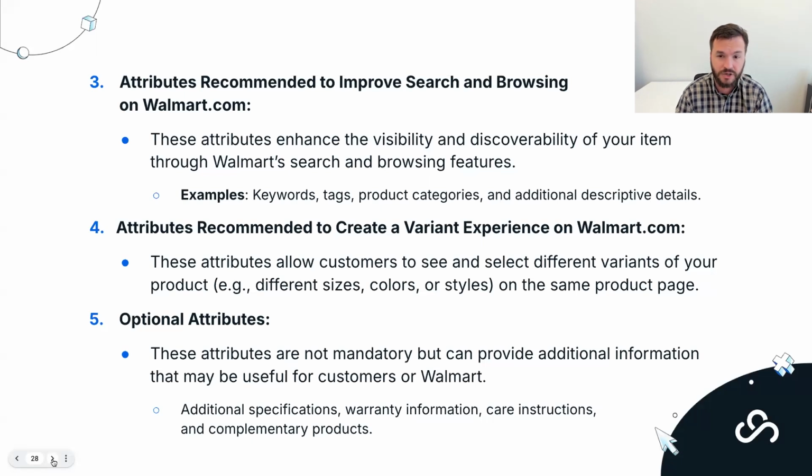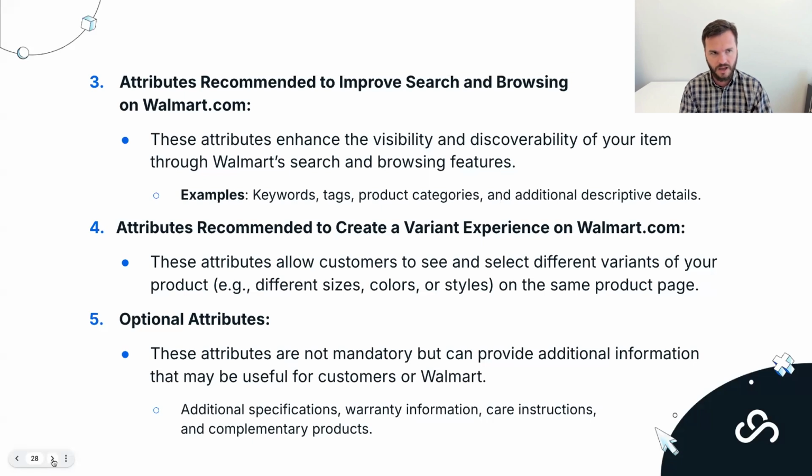And then to create a variant experience on Walmart.com, attributes for different sizes, colors, and styles will help create visibility for each of your different items, I would describe it as different items with a lot of similarities. So you've got the blue backpack and the green backpack or whatever it is, right? That needs to be there in the item setup process in order for it to be visible, or else it can disappear.